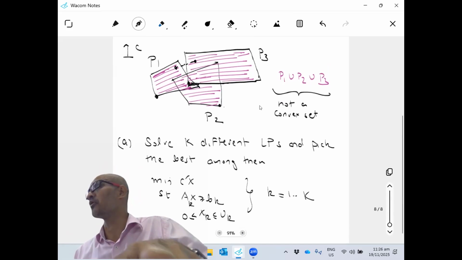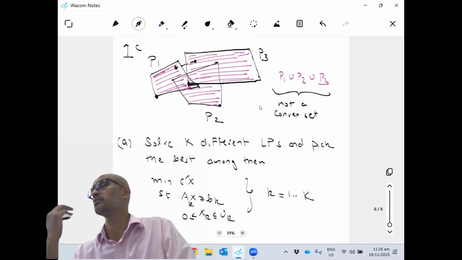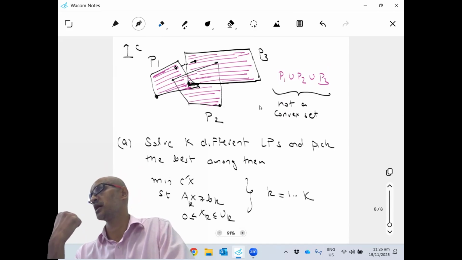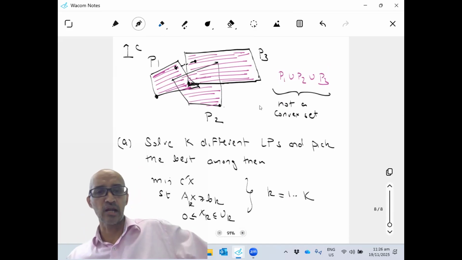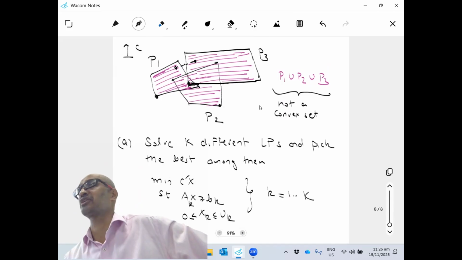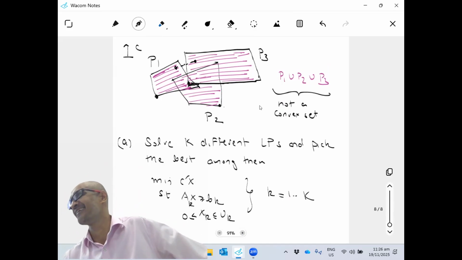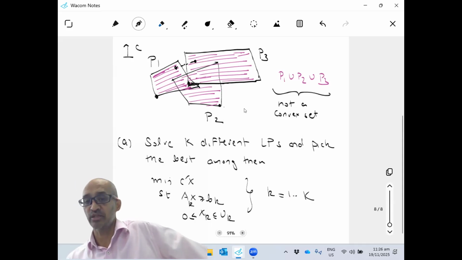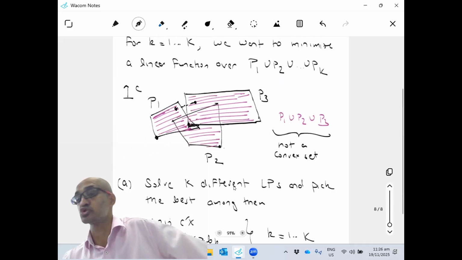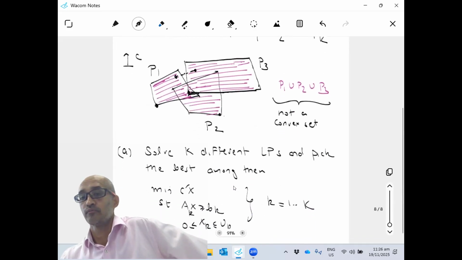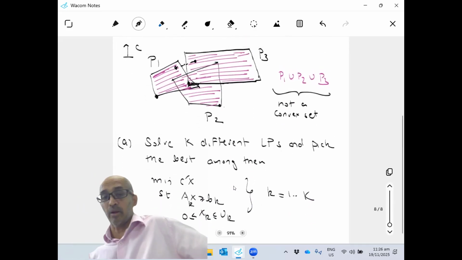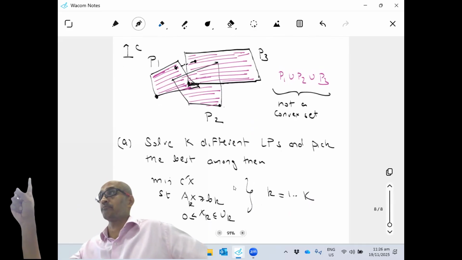So is the idea clear, like what's happening here? You're looking a little unconvinced, or maybe it's very obvious. This method will work. It will give you the optimal solution.